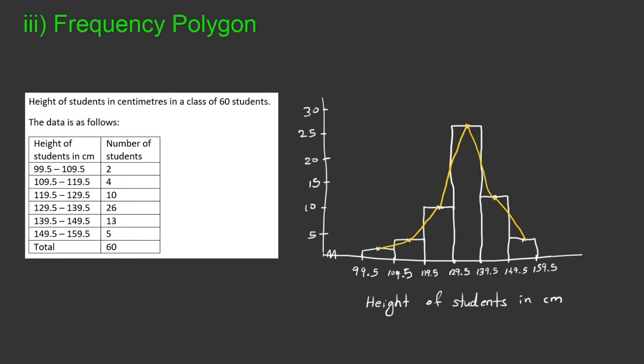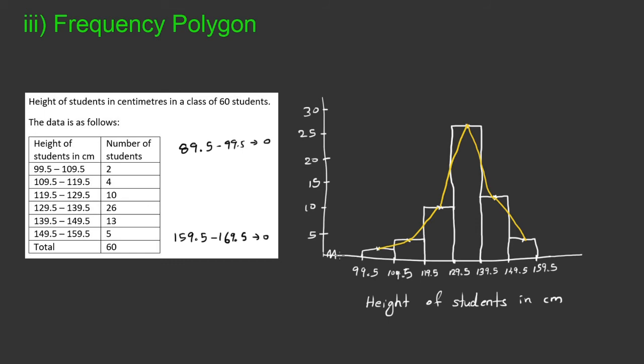Now there is one problem. My polygon is not complete. To make it complete, consider two classes with a 0 number of students in the beginning and at the end. That means in the data I have to consider 89.5 to 99.5. The number of students is 0. And the last I had to consider 159.5 to 169.5. The number of students is 0.